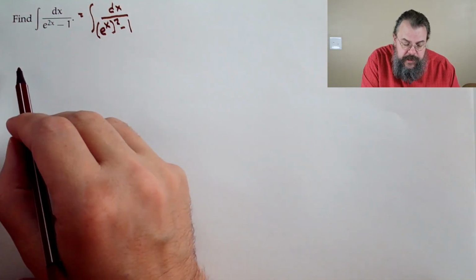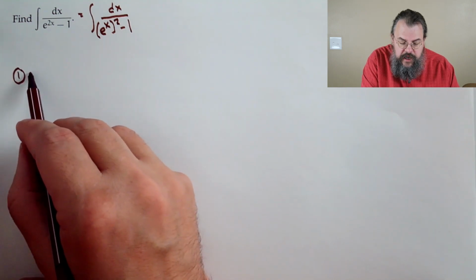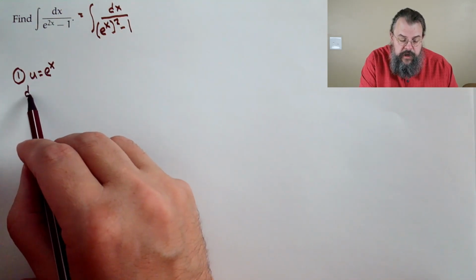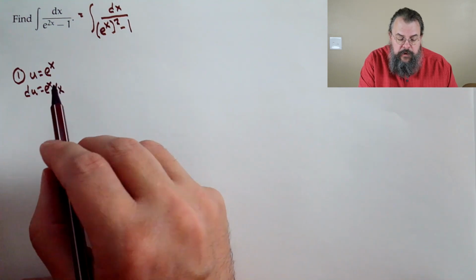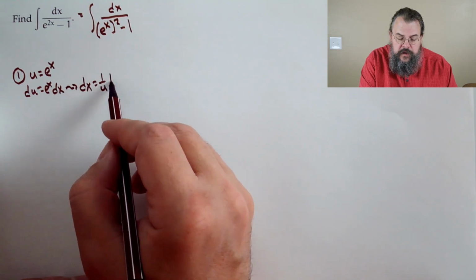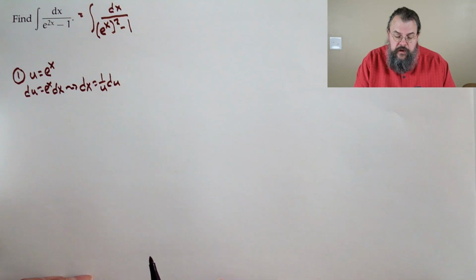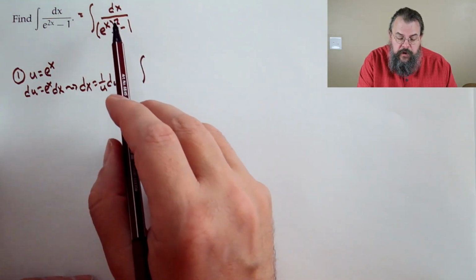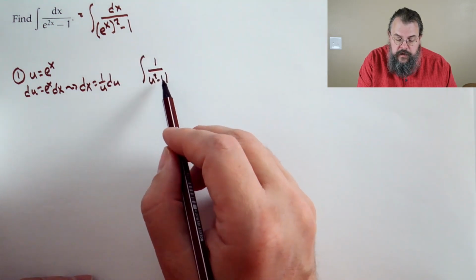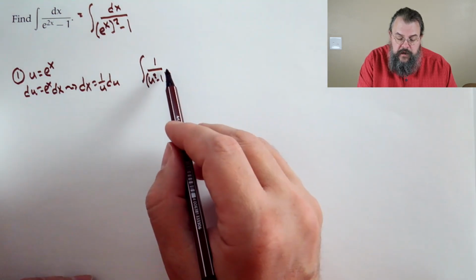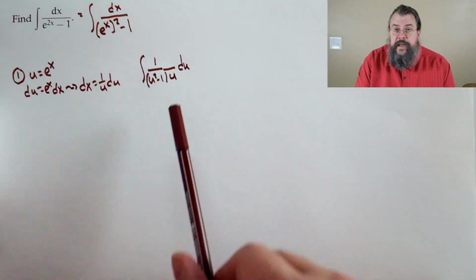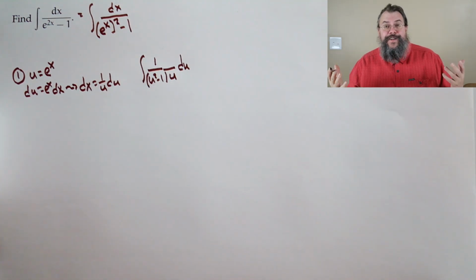So the first substitution we'll make is, let's try u equals e to the x. All right. If we did that, we'd have du as e to the x dx. Well, of course, e to the x is u, which says that dx is 1 over u du. So we end up with the integral becoming 1 over u squared minus 1, and then the dx is another 1 over u du. So this u here is part of the dx.